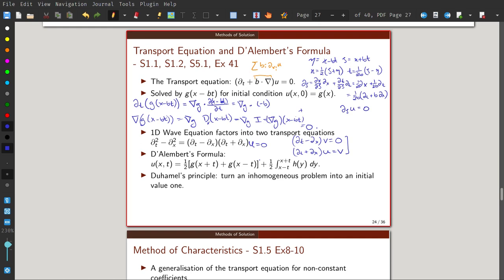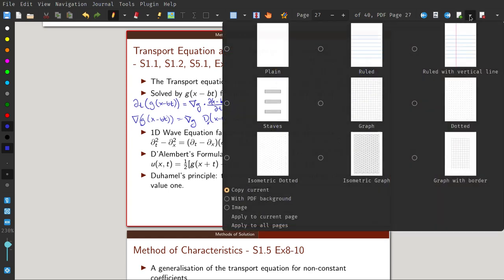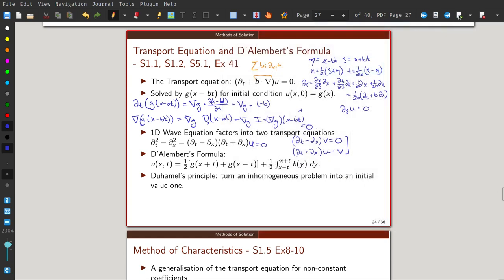So what we're going to do now is an example where we apply this to get the solution of the inhomogeneous transport equation from the solution of the homogeneous transport equation. In the script, we get the solution of the inhomogeneous transport equation from the method of characteristics, but let's use this other method now, Duhamel's principle, to get that solution.